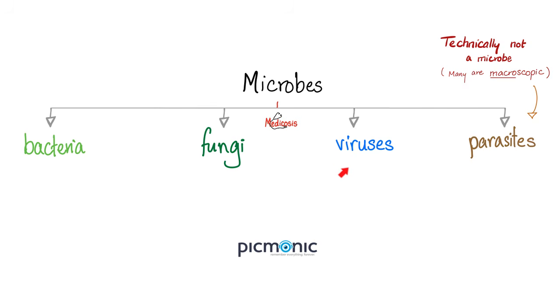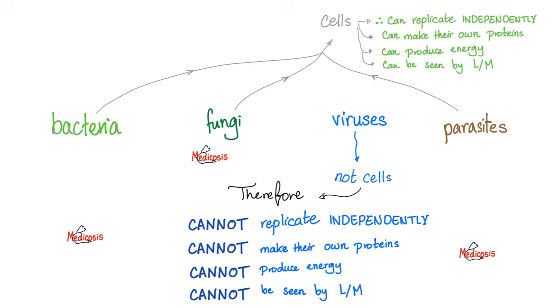Let us learn some basic facts about viruses. First, let me tell you something shocking. Viruses are not actually cells. Because living cells have definitions, they have criteria, they have characteristics, such as living cells should replicate independently. They should be able to make their own proteins on their own. They can produce their own energy, and you can see them by light microscopy.